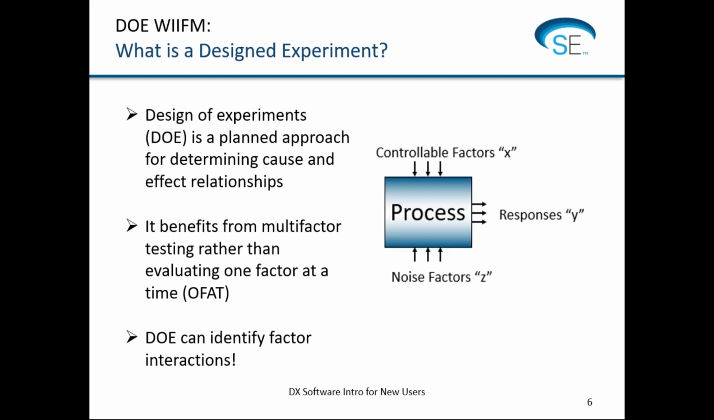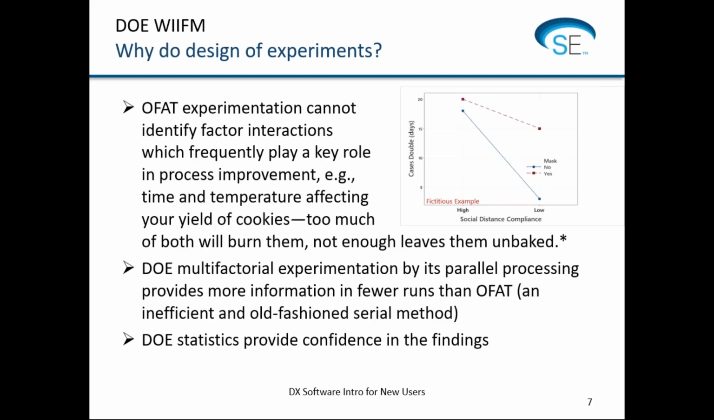So our goal in any experiment, but certainly design of experiments, is to relate the X's and the Y's in the presence of the noise factors, okay? So despite the noise factors, we still want to come up with a correlation between the X's and the Y's. Now, one of the unique features of a designed experiment is that we can identify factor interactions. Well, what's that all about? Well, factor interactions are when the impact of one factor depends upon the set point of another factor.